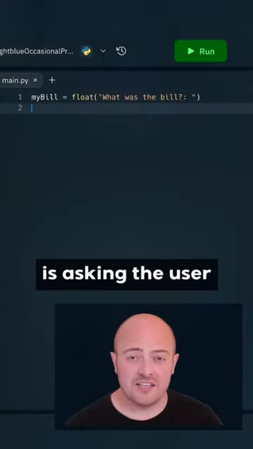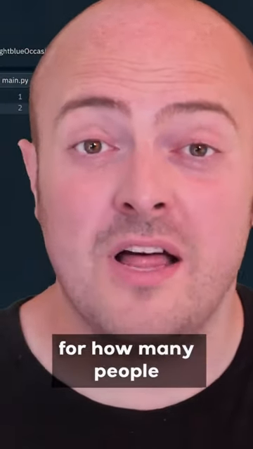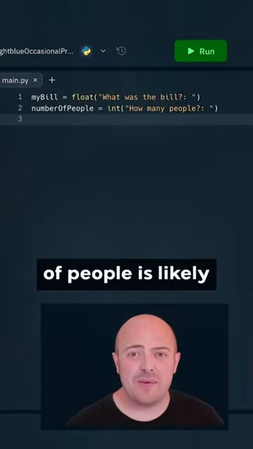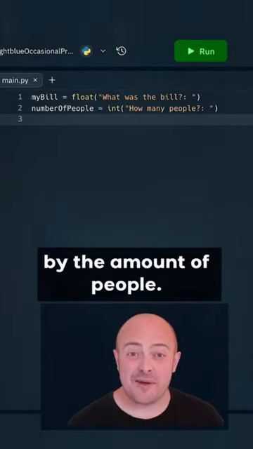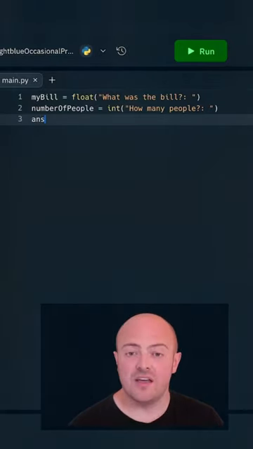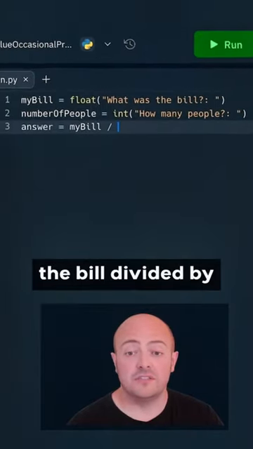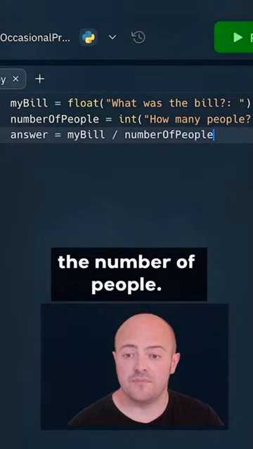Our job is asking the user what the bill amount was. Our next job is to ask for how many people there were in the party. I've stored that as an int because the number of people is likely to be a whole number. We just need to divide the bill by the amount of people. So our answer is going to be equal to the bill divided by the number of people.